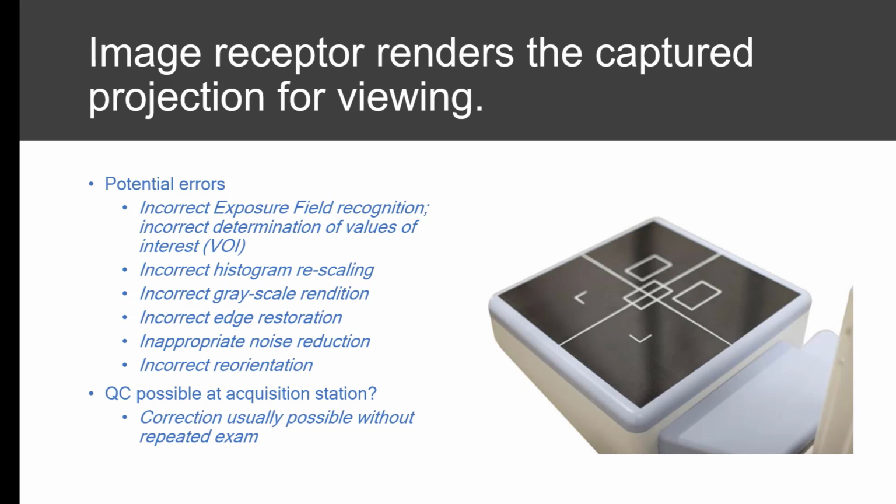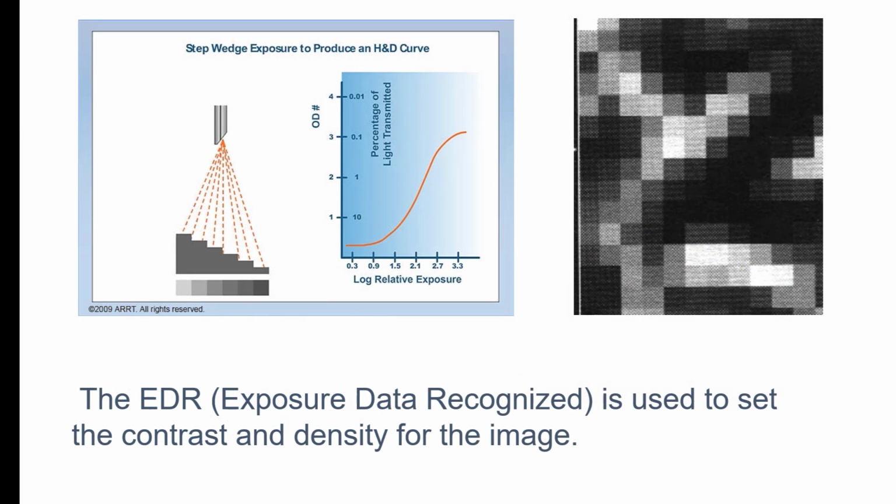And this is very dependent on your knowledge of what is being looked at, why it's being looked at, and what the quality of the image is that you've produced. The exposure data recognized is the data that we are going to use to connect to the lookup table so that we have the proper contrast and density for the image.